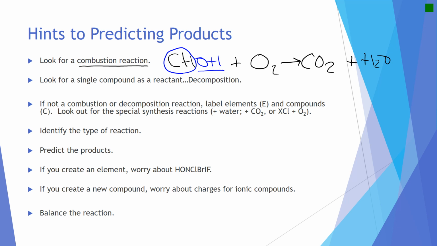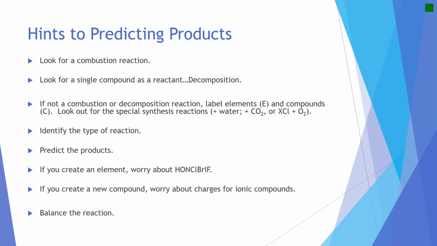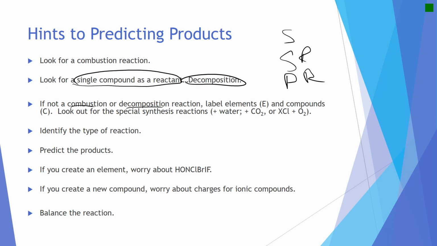These are the best ones to predict the products for because they are the easiest, because they're always the exact same. Then, after you've identified all the combustion reactions, you want to look for something that has a single compound as a reactant. And that's it. It doesn't have an element, it doesn't have anything else, but it has a single compound. Instantly identify this as a decomposition reaction. If it is not a combustion or a decomposition, you only have three left: single replacement, double replacement, and synthesis.